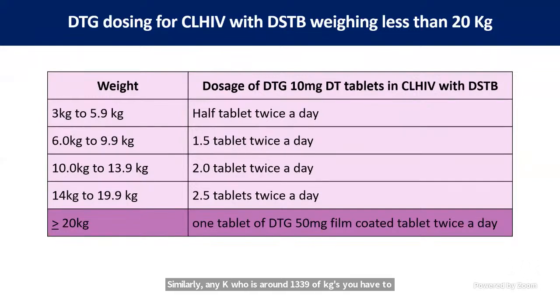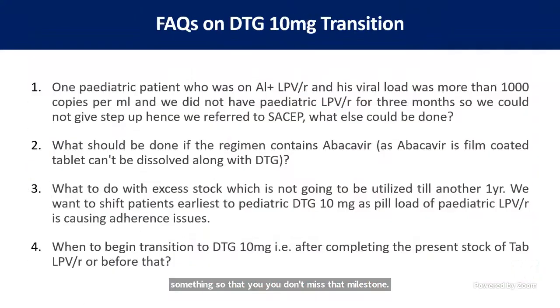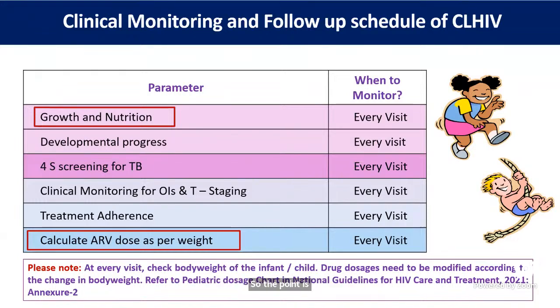Whenever you see a child sitting on a borderline weight, you may mark in their case sheets or in their white card that this child needs closer monitoring, or you may tend to forget when you are doing follow-up. You can mark it in red or something, so that you don't miss that milestone of modifying the dosage. So the point is, please recalculate the ARV dose as per the weight and optimize the antiretroviral therapy dosages.